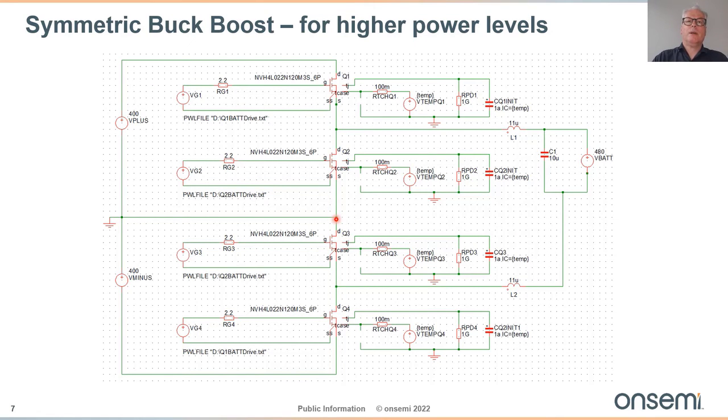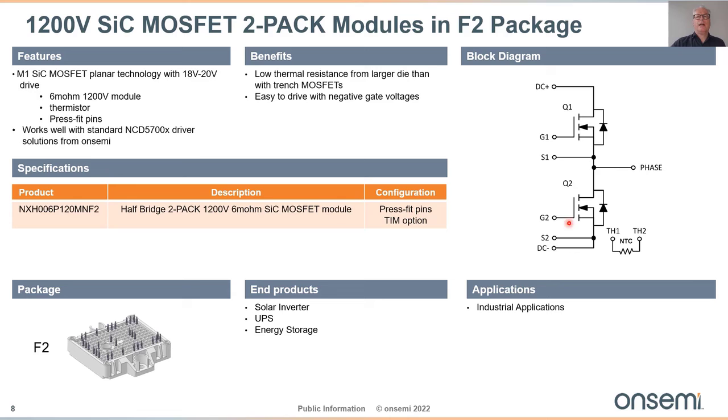This is the circuit for the symmetric buck boost for higher levels. And I just want to point out that the devices used for this application are typically half-bridge devices. So our half-bridge 2-pack 1200 volt SiC MOSFET module is used for symmetric buck boost applications for that kind of power level. And for lower power levels, you can use our F1 modules, which are 40 milliohm or 20 milliohm devices, which I just showed. Often people like using interleaving to reduce the size of the inductors. That's the same in both the symmetric buck boost and the normal buck boost topology.